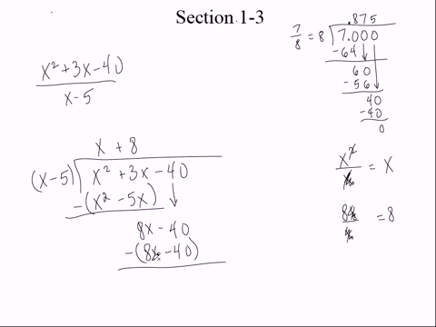What's 8x minus 8x? 0. What's negative 40 minus a negative? What's minus a negative? Minus a negative is plus, right? So negative 40 plus 40 is what? 0. So we don't have a remainder here, do we?